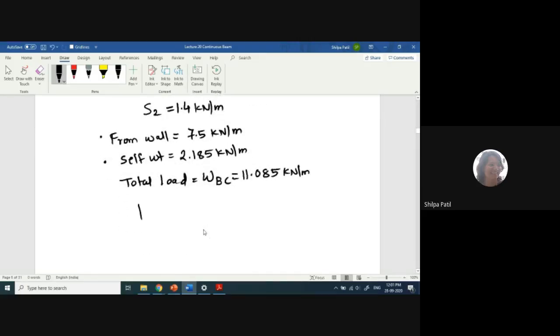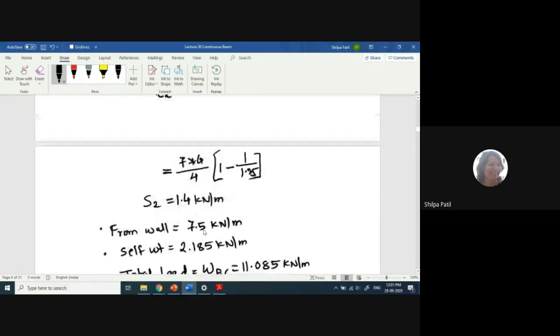Find out the design load. 16.628. Let us consider it as 17 kilonewton per meter. Okay. And this should be smaller because it is UDL.